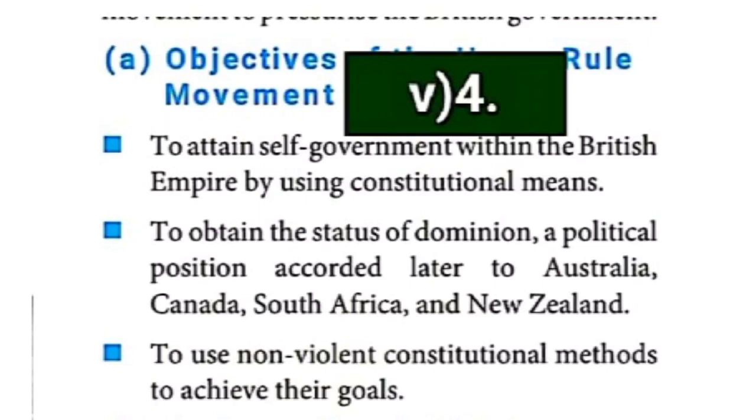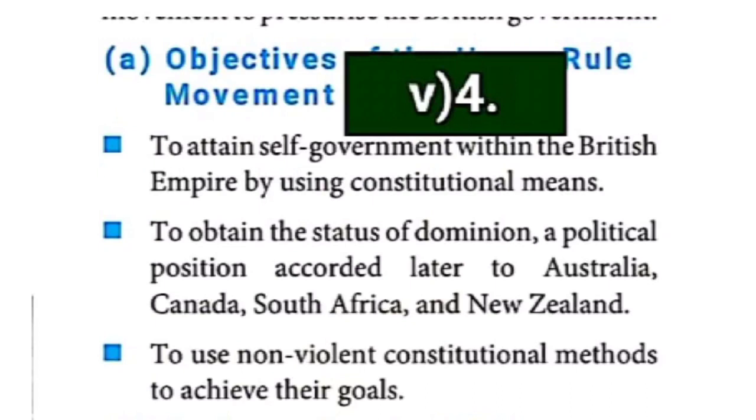What are the objectives of the home rule movement? To attain self-government within the British Empire by using constitutional means. They were considered moderates, who usually claim everything from the British rule only through petitions. So by using the constitution, by using constitutional methods, we have to get self-government from Britain. That was the main aim of this home rule movement.